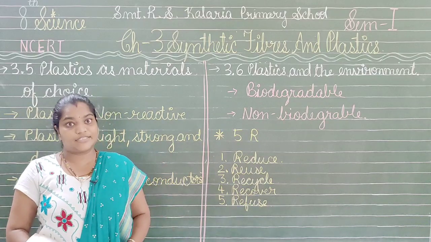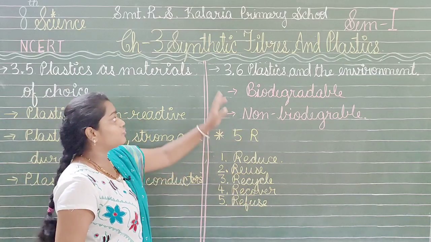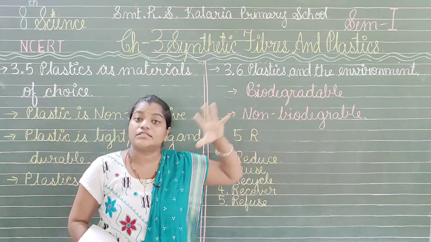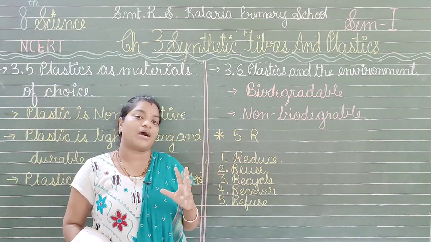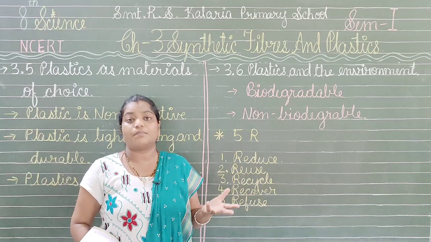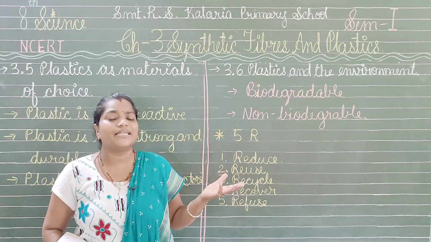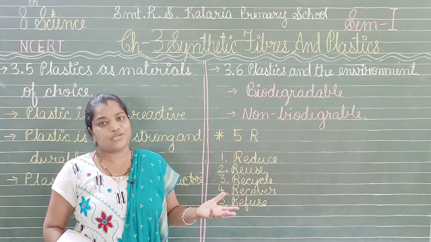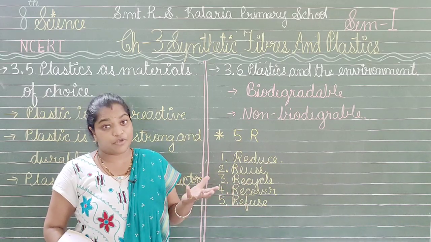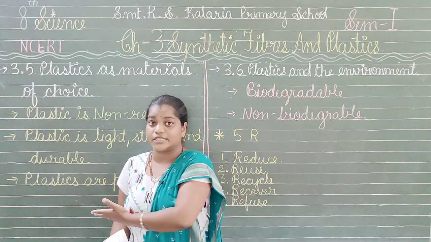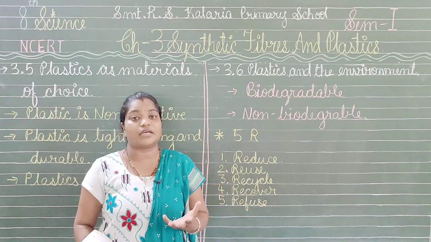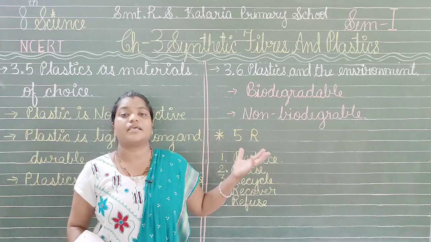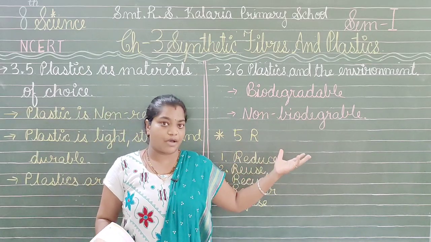Now here we have the next topic, 3.6, that is plastics and the environment. What is the relation between plastic and the environment? As we know very well, plastic does not degrade or decompose easily back into the soil, so it is going to harm us a lot. But because of a few of its benefits, we choose plastic. So let us look at what makes it so poor for environmental use.